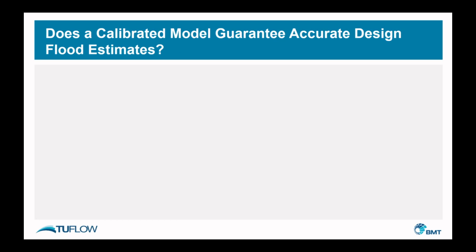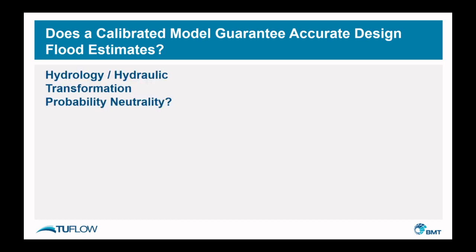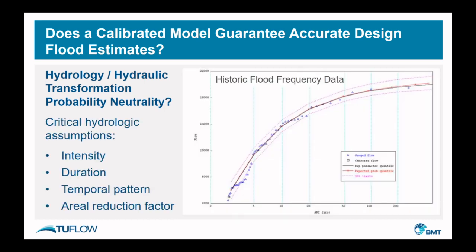Now the question is, does a calibrated model guarantee accurate design flood estimates? The answer to that is no, it doesn't, unfortunately. And the reason is that in some cases, with poor hydrologic parameterization, you don't see hydraulic transformation probability neutrality. What that means is you may have an accurate hydraulic model, and then when you apply your design rainfall of a certain recurrence interval, say a 100-year event, that model may not produce a 100-year flood, due to hydrologic assumptions that are associated with your inflows.